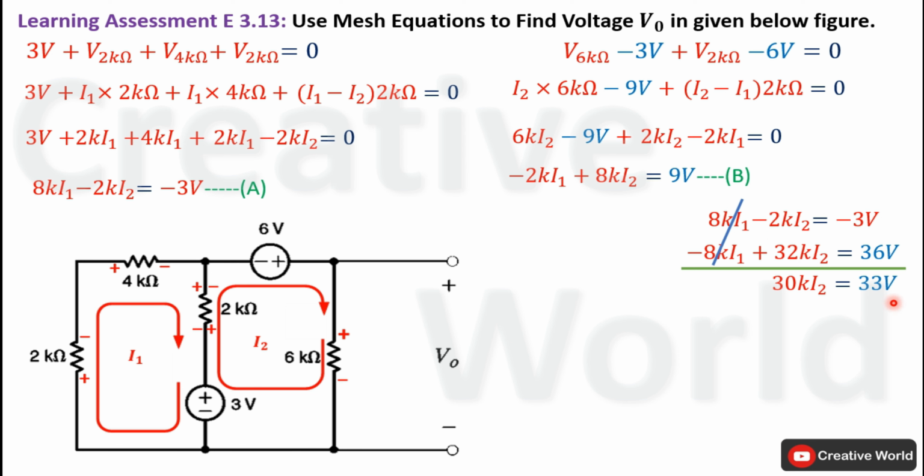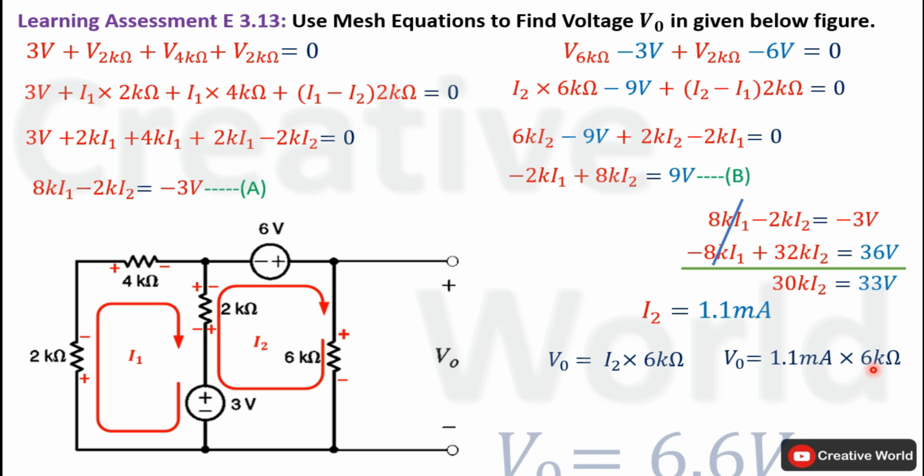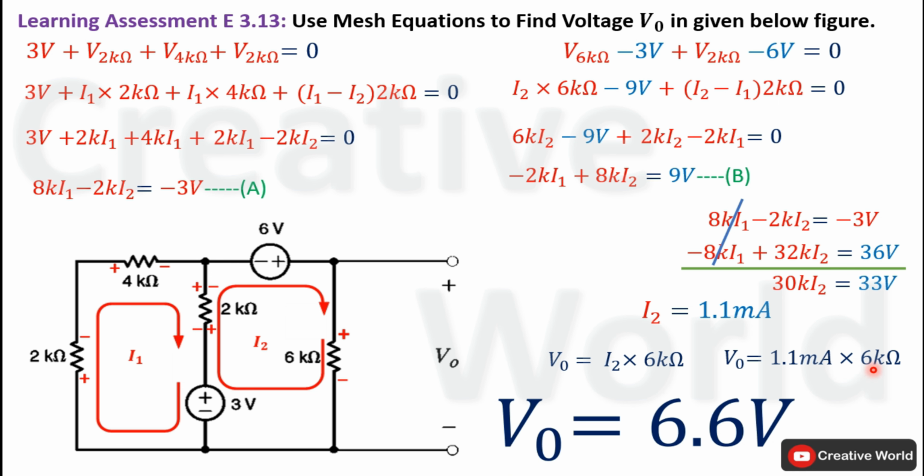After calculating the value of current I2, we can use Ohm's law to calculate voltage across this 6 kilo ohm resistance. That will be equal to the product of current I2 and the value of resistance. Place value of current I2 inside this equation and take the product of 1.1 milliampere and 6 kilo ohm. It will become 6.6 volt. Milli will cancel out with kilo and product of 1.1 and 6 will become 6.6 volt. So the value of voltage V0 inside this network is 6.6 volt.